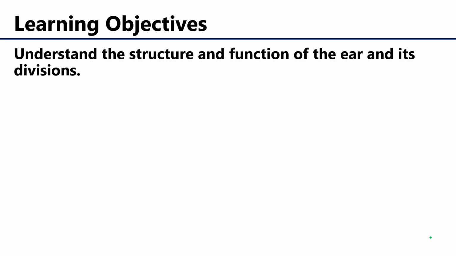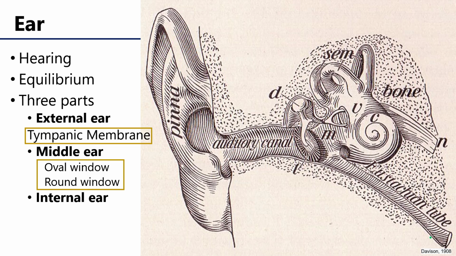In this video, we'll discuss the structure and function of the ear and its three divisions. So the ear is a dynamic organ whose purpose is to receive and make sense of hearing and equilibrium. There are three parts to the ear. There is the outer ear, or the external ear, which is everything that I am outlining.